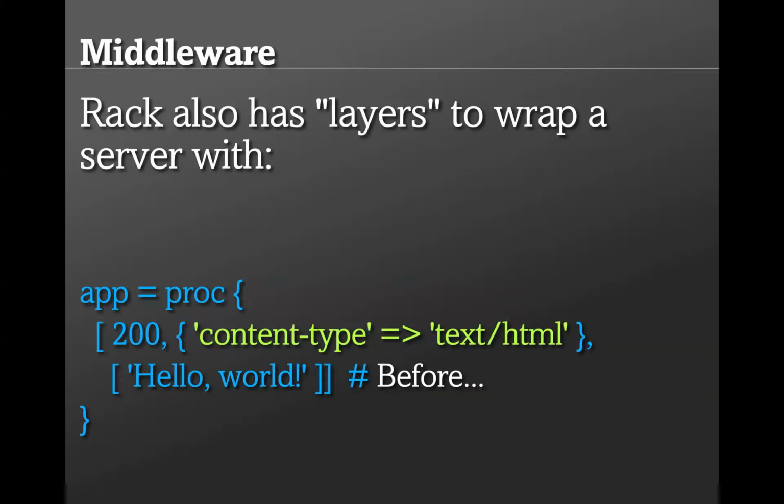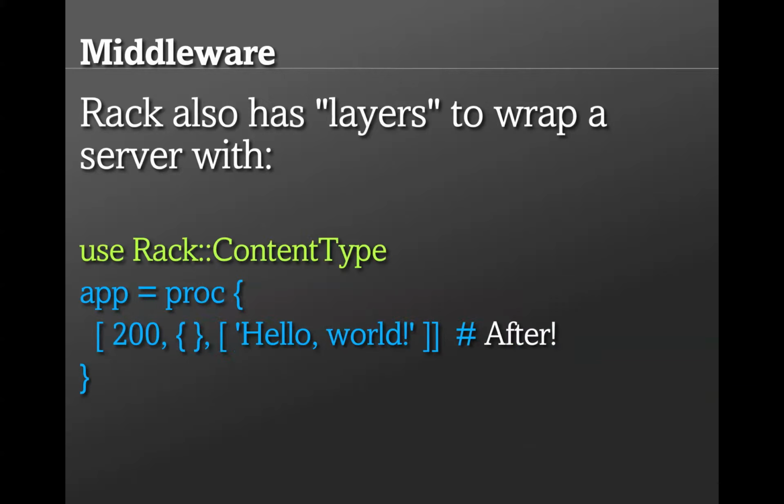Now, middleware starts with this simple single object, which handles everything, but it can also wrap your object in multiple layers. For instance, in this case, content type text/html could take some time to type. Instead, you can use one of these middleware layers. In this case, Rack::ContentType. It will see that you are returning something that could be HTML, and it will set the content type for you automatically, saving you having to type out the content type every time. You can see that that hash, the second argument, is now empty.